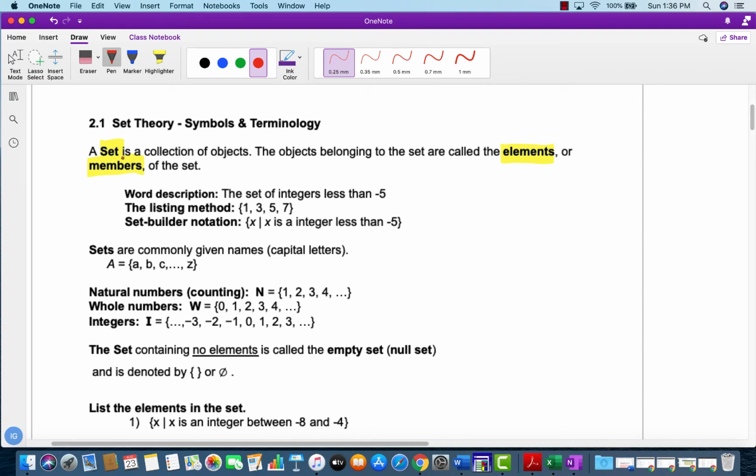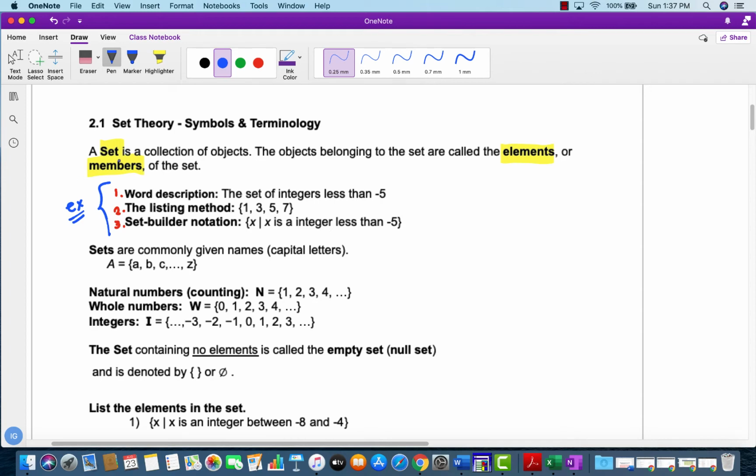Okay, so for example, here we have three different ways. Well, that's supposed to be a 2, sorry. Three different ways that we can write a set. Okay, so this is basically an example. The first one is a word description. So it says the set of integers less than -5. The second one is an example for the list method. So for the list, you will have basically a list of the elements.